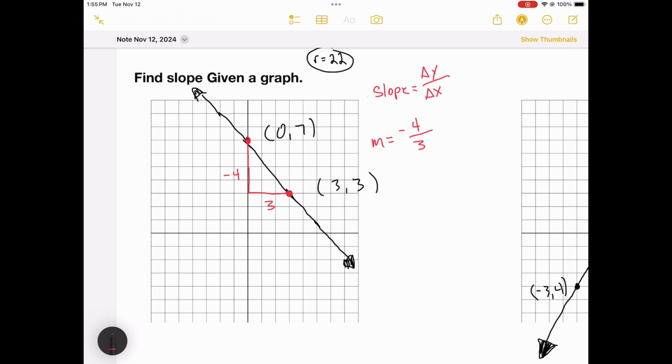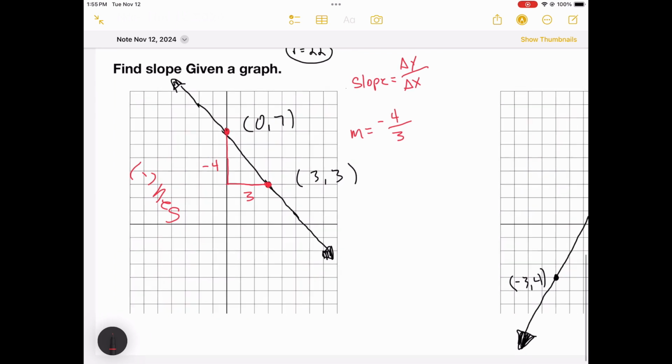And this is what I call a negative slope. I'm just going to put negative slope here. And it's a negative slope because from left to right, it's going down the hill. So that's why it is a negative slope. As you can see, it's like going down a roller coaster.